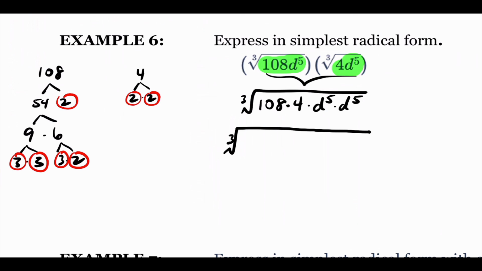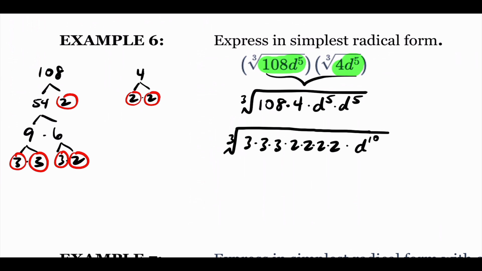Okay. Put all those circled back. So I got 3 3s and 4 2s. And then d to the 5th and d to the 5th. D to the 5th times d to the 5th is going to make d to the what? 10. Yep, collecting powers. When you multiply, you collect powers.